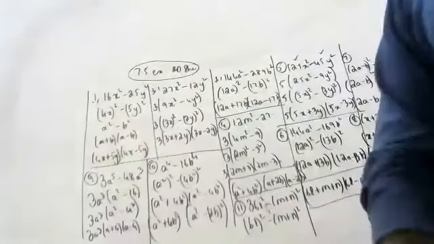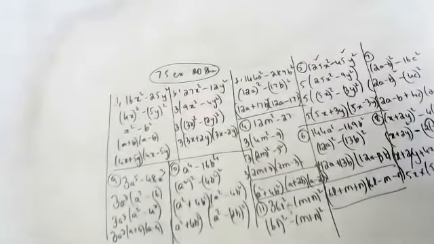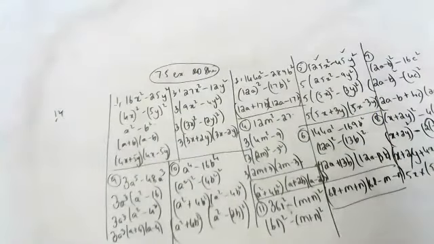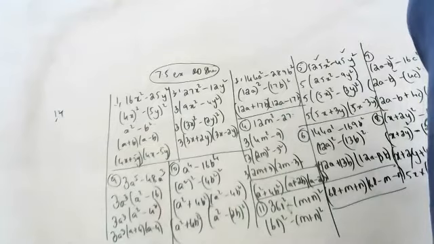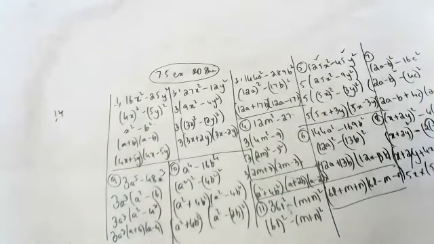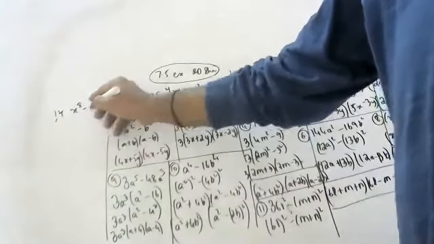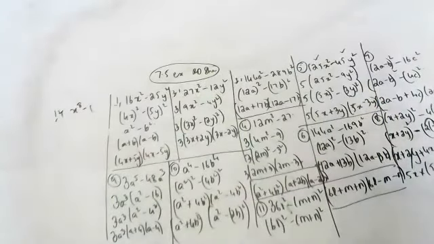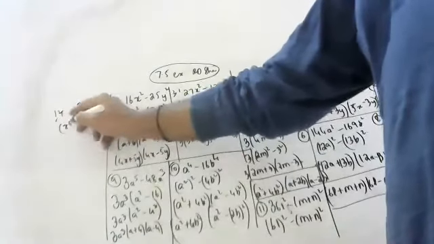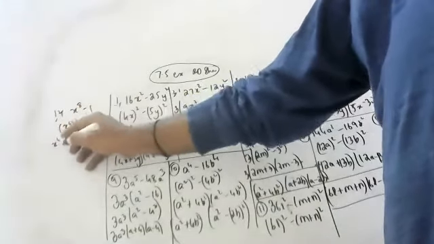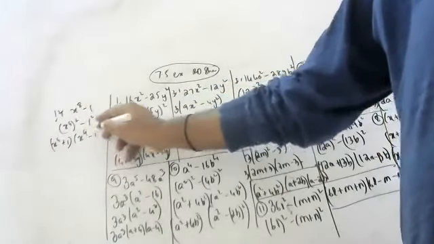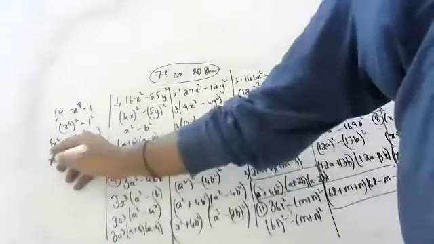Next. Next is 12. Rishikesh? Yes, sir. x to the power 8 minus 1. Sir, we can write x to the power 4 whole square minus 1. x to the power 4 plus 1 into x to the power 4 minus 1.